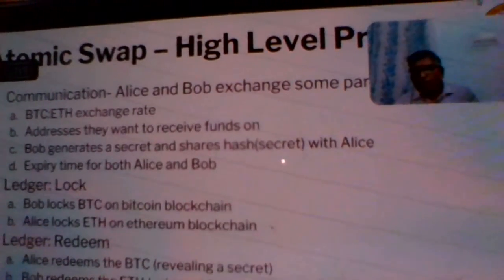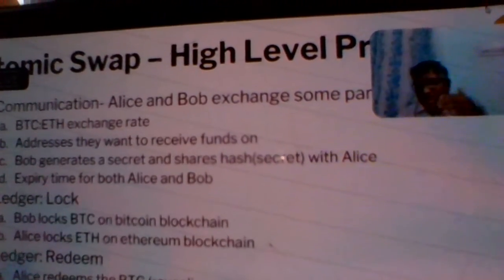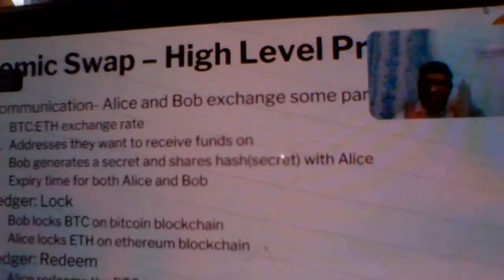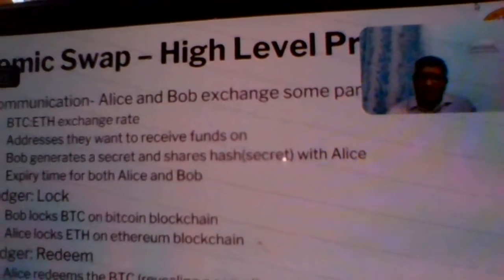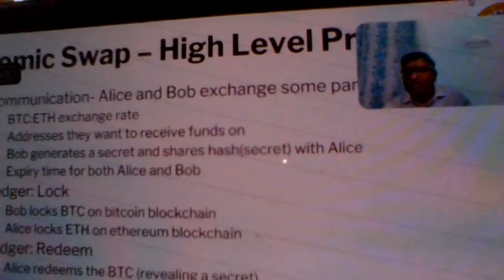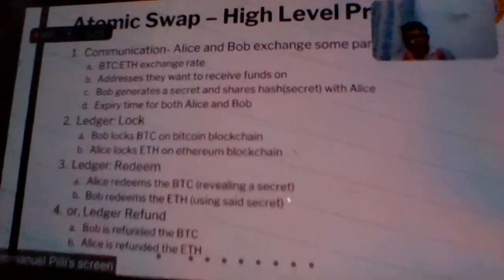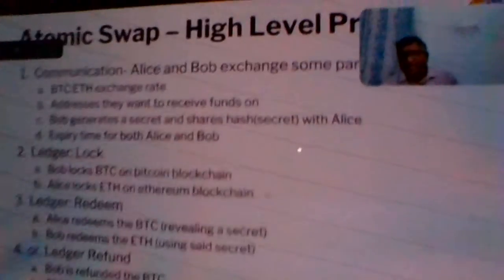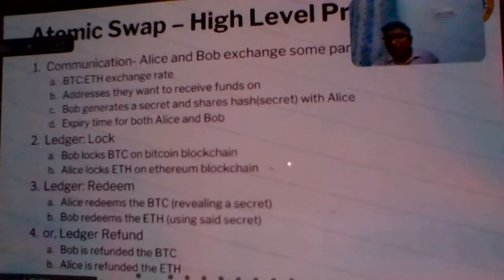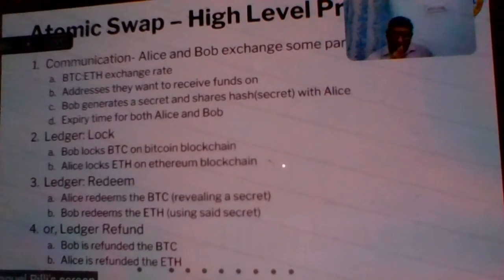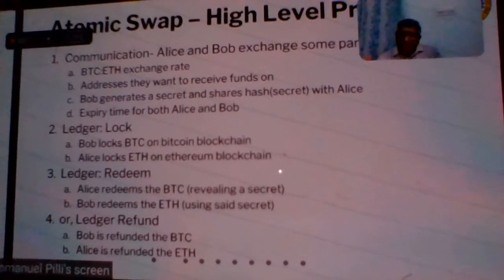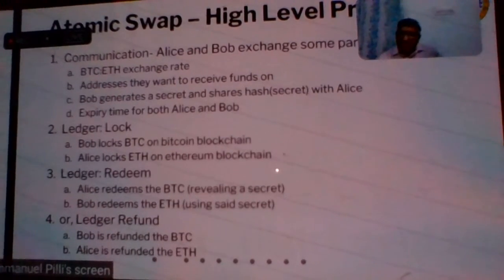And then Bob shares a secret and shares the hash of the secret with Alice, right? Some secret is shared between them. So first you create a smart contract or an HTLC, a locking mechanism. Bob locks BTC on the Bitcoin blockchain because he has more Bitcoin. Alice locks ETH on the Ethereum blockchain.